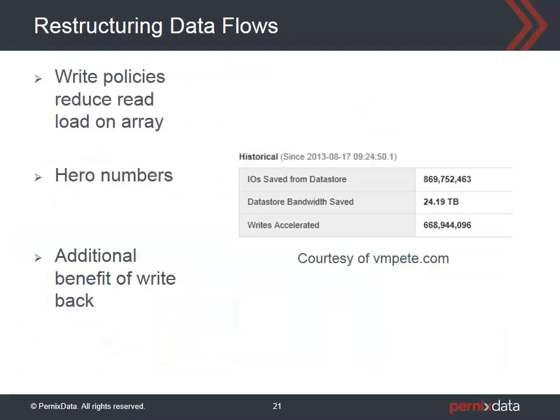And in the UI, we have something we call hero numbers. And this is cool to show to your manager, because this is a screenshot I asked the customer to take for me this week. They are running data analysis. And this is the amount of bandwidth saved when they start using FVP.